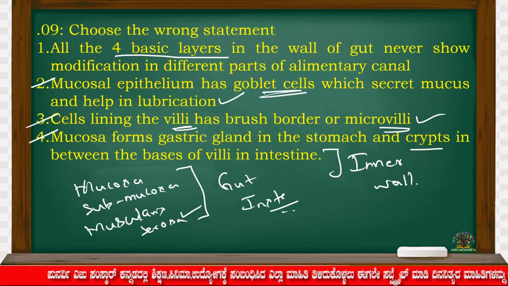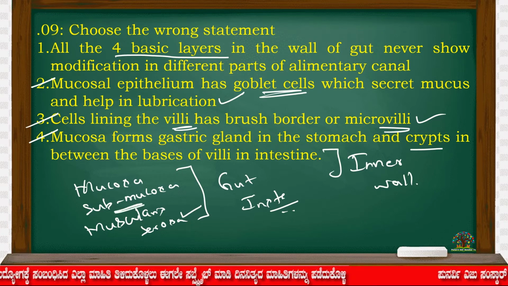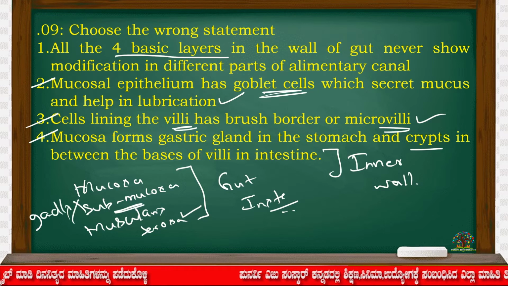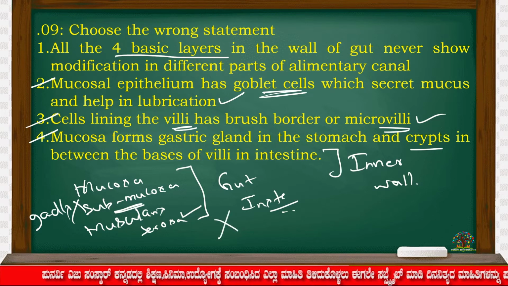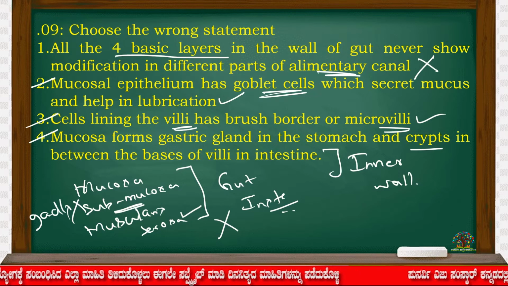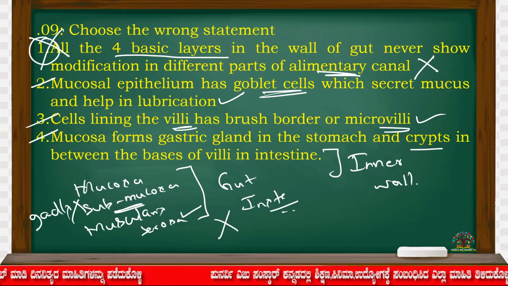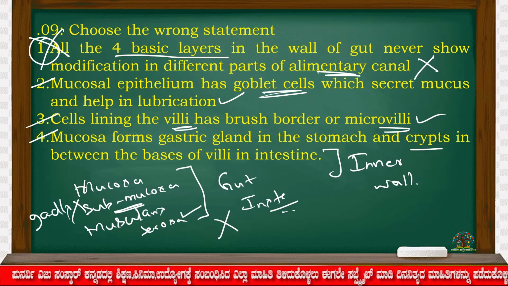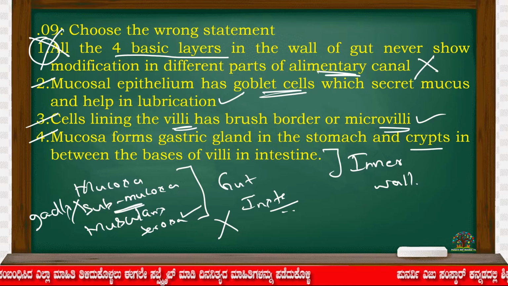the serosa will be dense, whereas in some regions serosa will be lighter in nature, and sometimes submucosa will have glands associated with it, and sometimes the glands are not seen. So the four layers, mucosa, submucosa, muscularis and serosa, are not the same throughout the alimentary canal. They change depending upon the organ and its function in the body. So the first option, which says all four basic layers in the wall of the gut never show modification in different parts of the alimentary canal, is the wrong option. The correct answer is they show modification, and it is different in different organs of the alimentary canal.